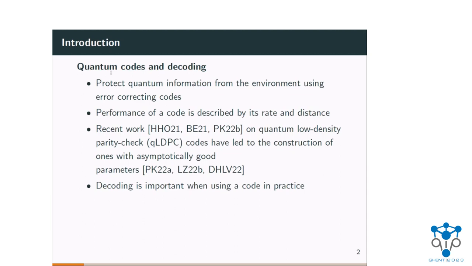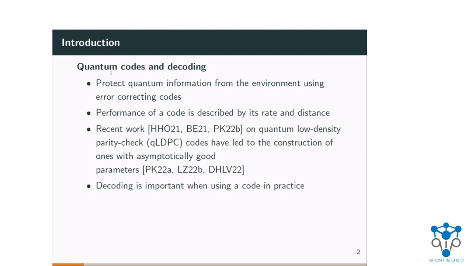There are many different error-correcting codes that are possible, and we can describe them with some parameters, including the rate and the distance. The rate tells you how many logical qubits are encoded per physical qubit, and the distance tells you the minimum weight error that would cause a logical failure of the code.